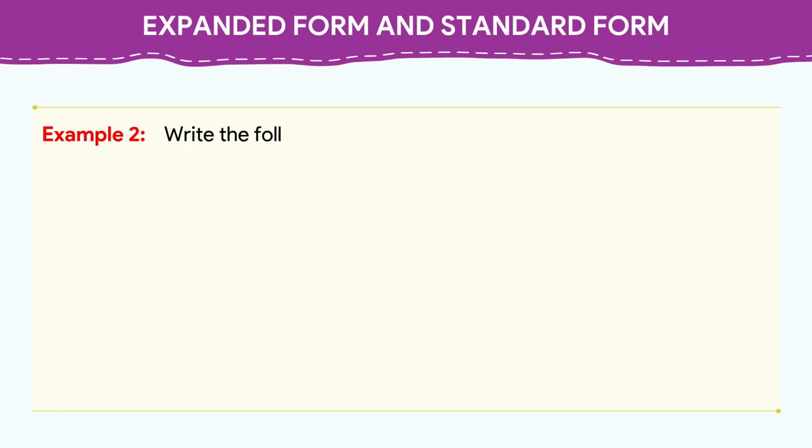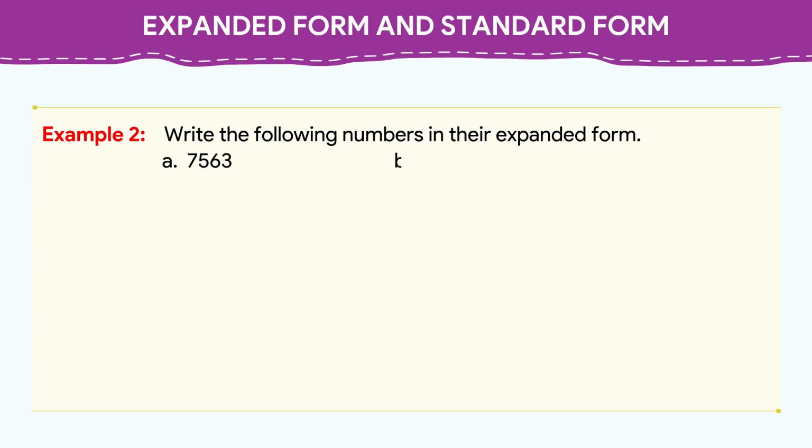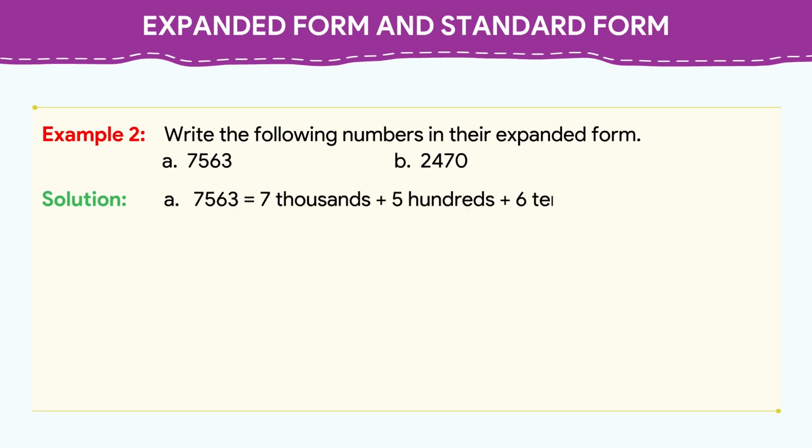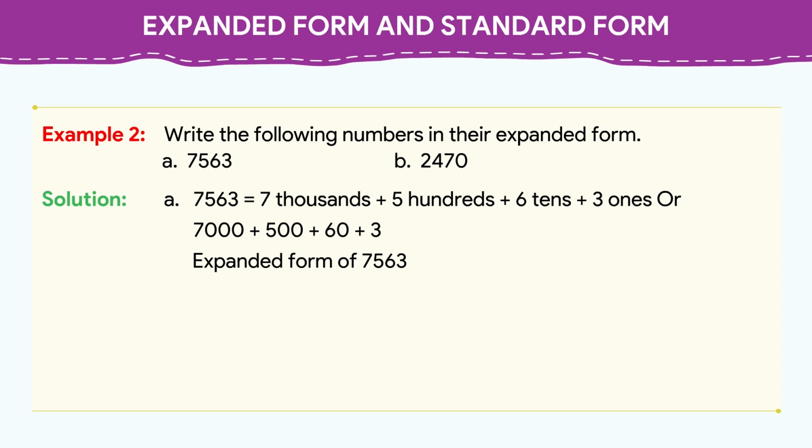Example 2. Write the following numbers in their expanded form. A. 7563. B. 2470. Solution: A. 7563 is equal to 7000s plus 500s plus 6 tens plus 3 ones, or 7000 plus 500 plus 60 plus 3. Expanded form of 7563 is equal to 7000 plus 500 plus 60 plus 3.